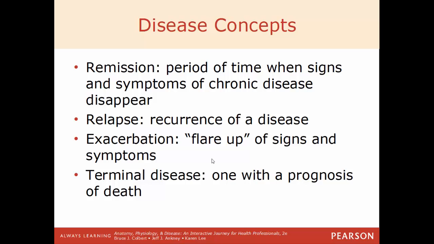Exacerbation, the flaring up of signs and symptoms, so things getting worse than they were beforehand. That usually means that the disease is more advanced and more aggressive. And of course, probably the most serious one, terminal disease, is the one with a prognosis of death. At this point, there's nothing that can be done to correct the condition. The only way to overcome the condition is when the patient actually dies.